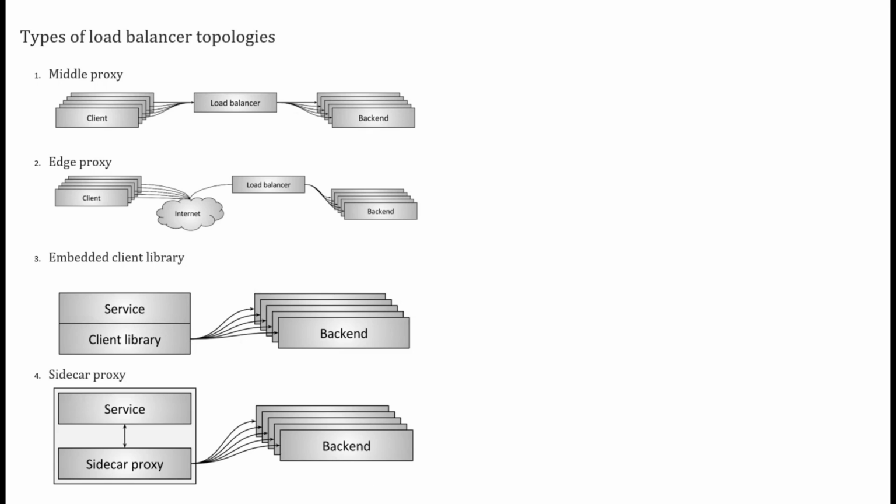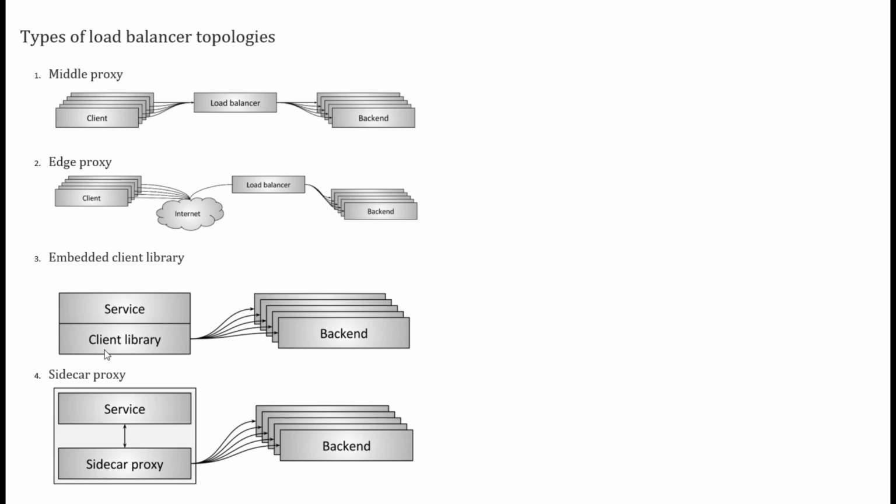Now fourth one is a sidecar proxy. What happens in sidecar proxy? It's a variant of the embedded client library. In this we split our service and sidecar proxy. If you see in the third, we have the embedded client library.